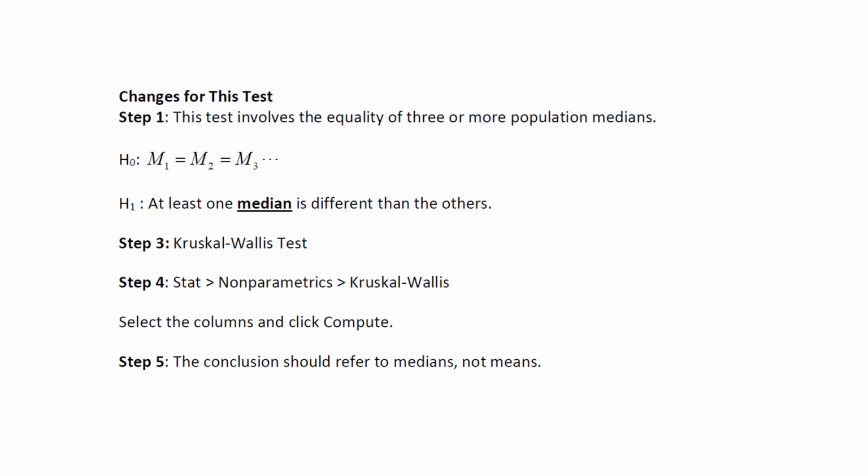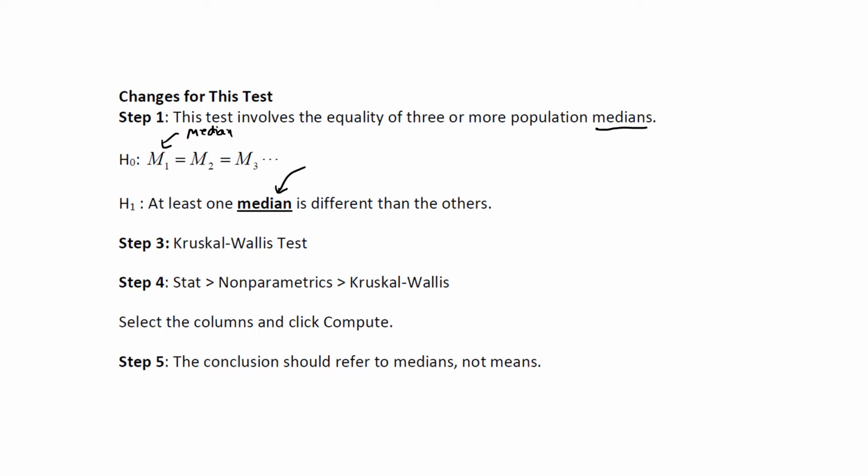The changes for this test. This test is now about the equality of three or more population medians. So that means that the null hypothesis will be M1 equals M2 equals M3, where M stands again for the population median. In H1, rather than at least one mean is different than the others, now we'll say that at least one median is different than the others.